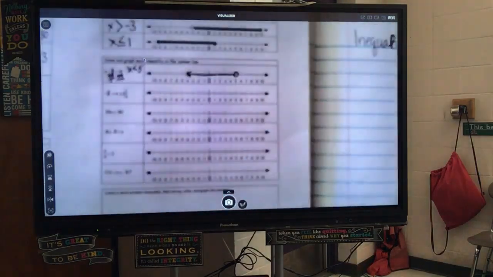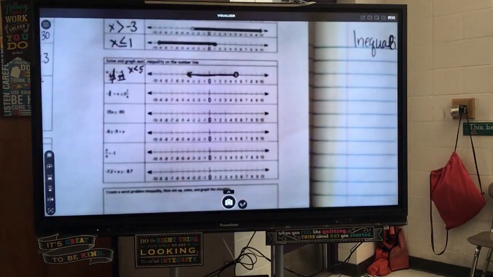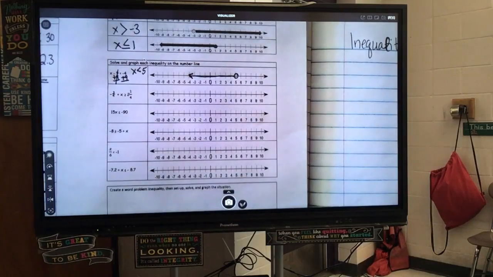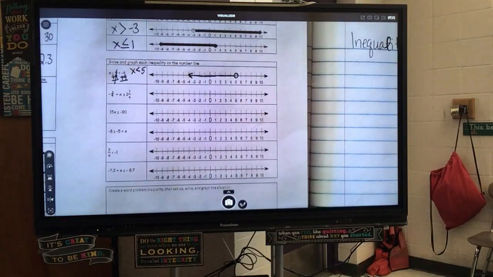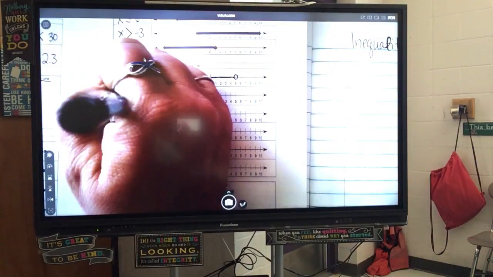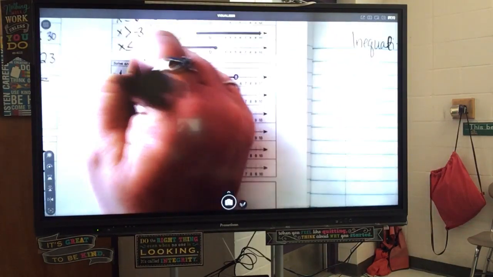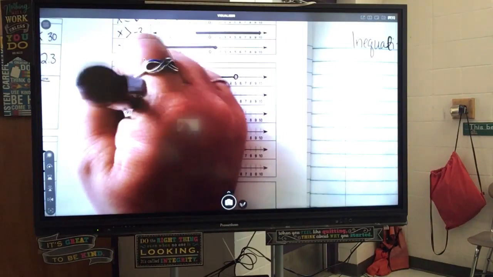Alright, the next one. Negative 3/4 plus x is greater than or equal to 2 and 1/4. Alright, so how do I get my x by itself? What do I have to do to the 3/4? Caleb? Add 3/4 to it. So that cancels, so I'm gonna do plus 3/4 over here.